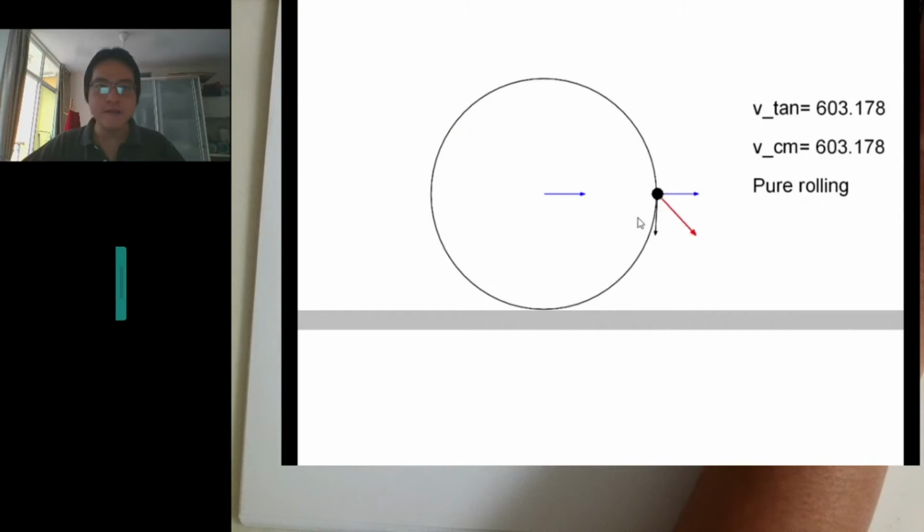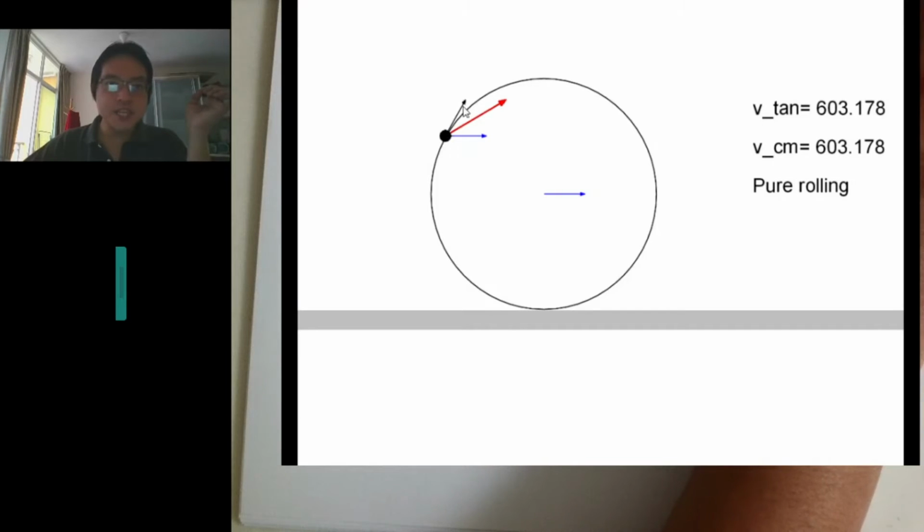At the moment we are considering pure rolling. I will explain this in more detail later, but right now there are two types of velocity. So let me pause the picture. This horizontal blue vector here is the velocity of the center of mass. So this whole thing is going to the right at some velocity, in arbitrary units 603. The tangential part is always tangent to the circle, so it's in this direction, and the tangential speed in this case is the same magnitude as this.